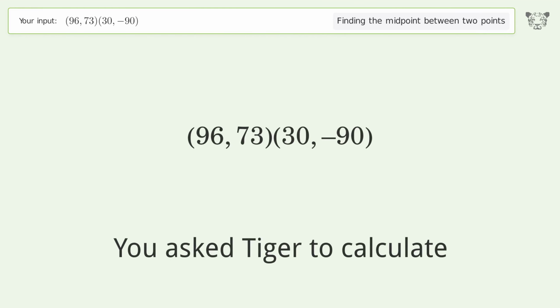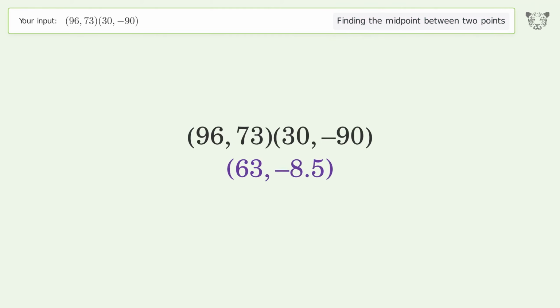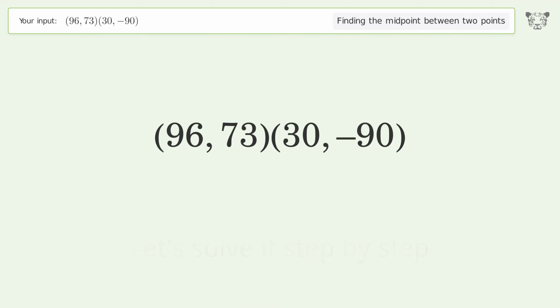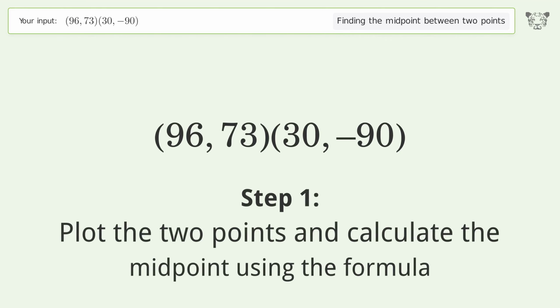You ask Tiger to calculate. This deals with finding the midpoint between 2 points. The midpoint between the 2 points is 63, negative 8.5. Let's solve it step by step. Plot the 2 points and calculate the midpoint using the formula.